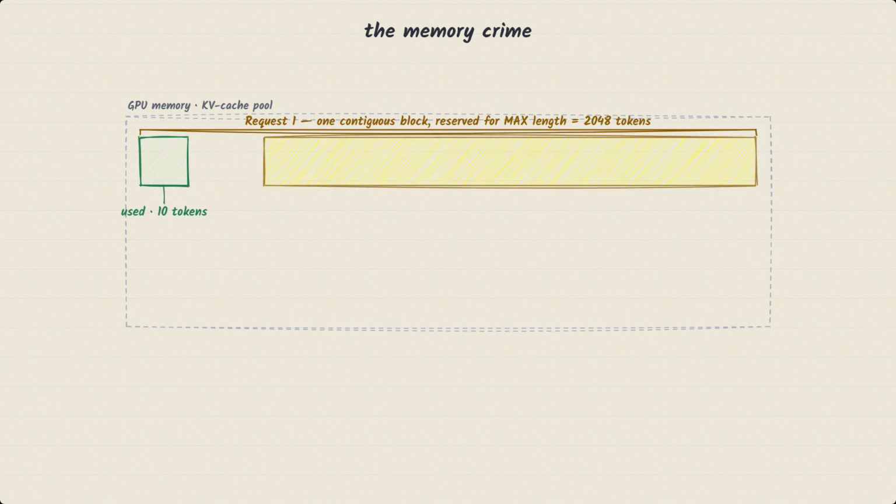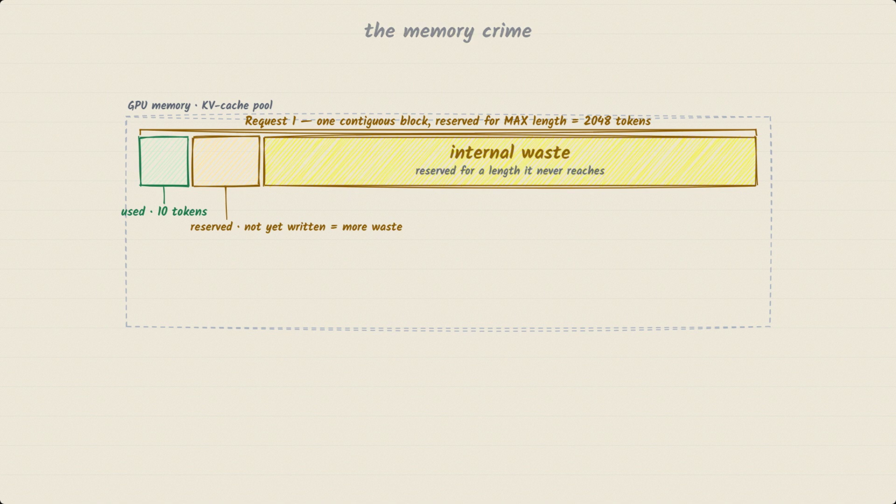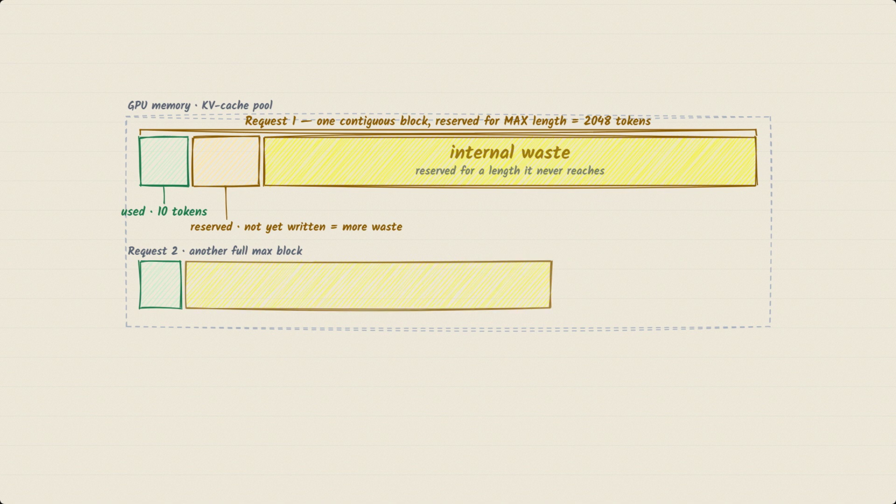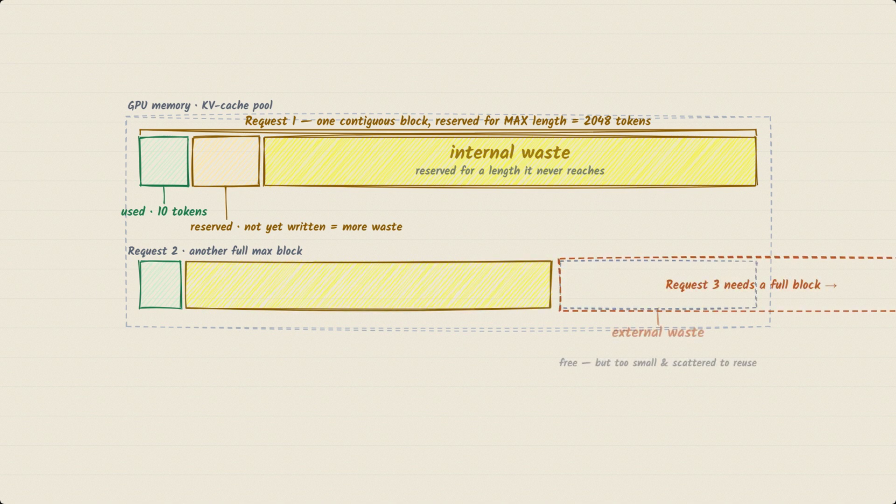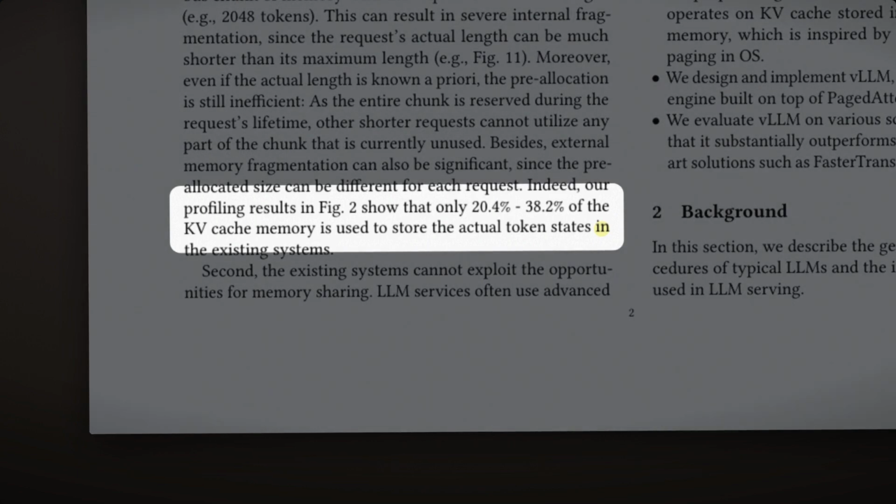Now the crime. Old systems store each request's KV cache in one solid, contiguous block, and because they don't know how long the answer will be, they reserve enough for the maximum, say 2,000 tokens, up front. A request that stops after 10 tokens still holds all 2,000 slots hostage. That's internal waste. The reserved but not yet written slots are more waste. And the odd-sized leftovers between requests, external waste. Add it up, and most of the memory is sitting empty. The profiling is brutal.